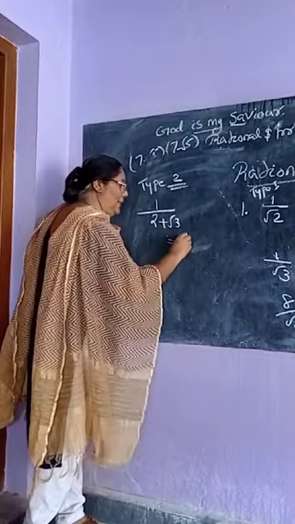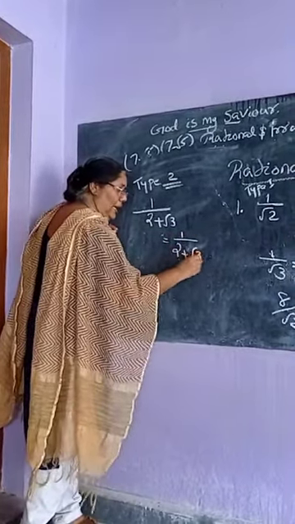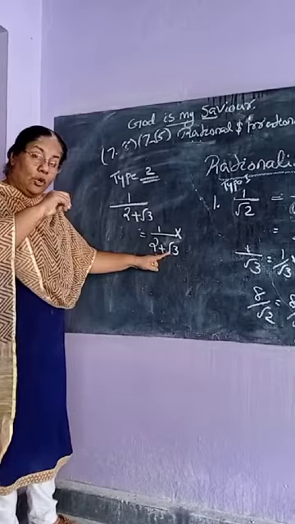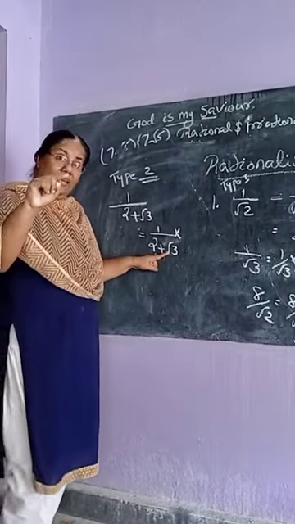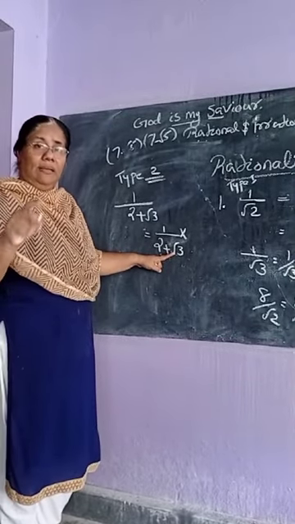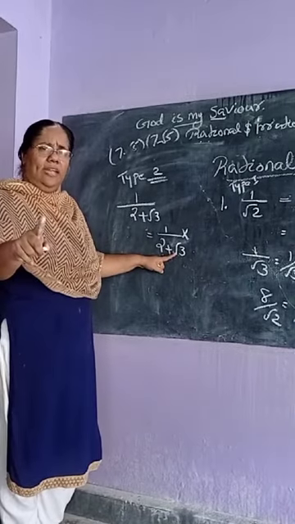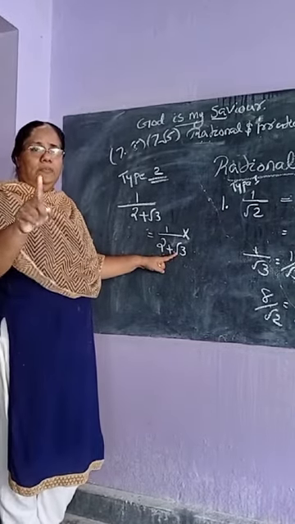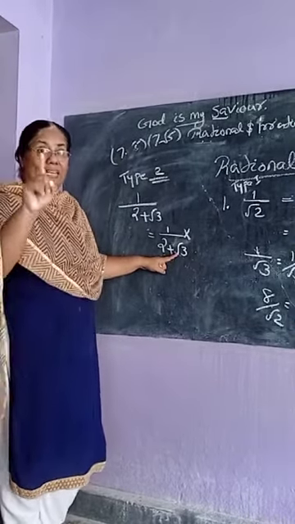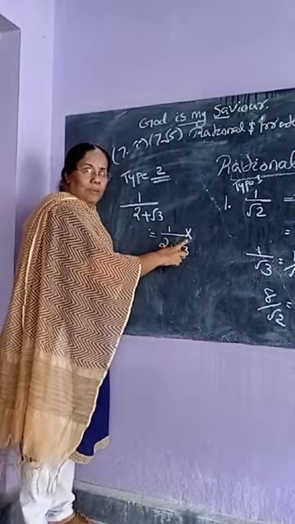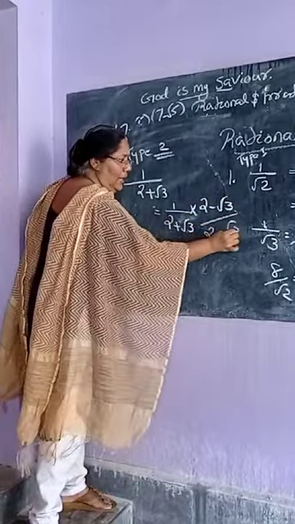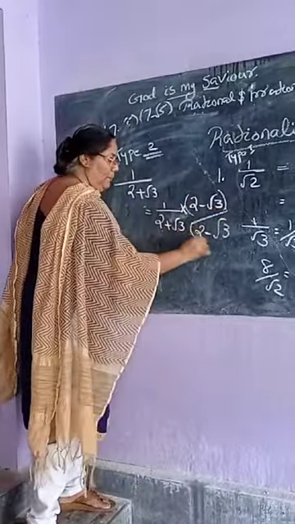Therefore, again you repeat the question: 1 by 2 plus root 3 into. What's the conjugate? Write the word conjugate in the working column. Take the conjugate of the denominator, multiply and divide. Multiply and divide means you put in between into 2 minus root 3 by 2 minus root 3. Here there are two terms, therefore you can put these brackets.